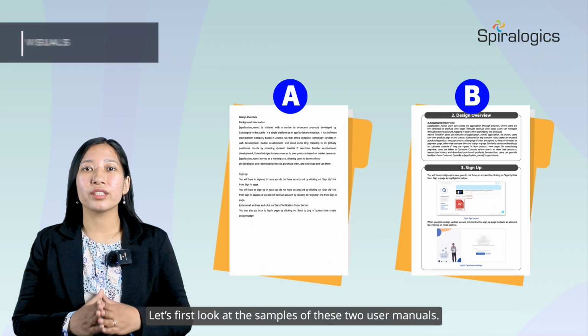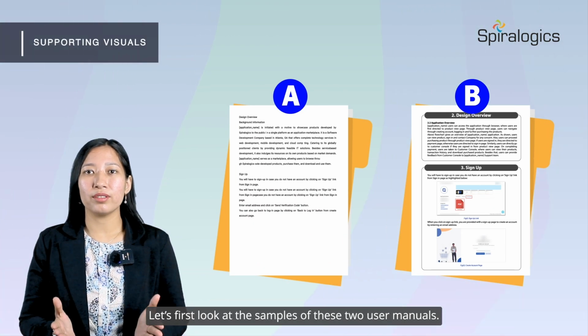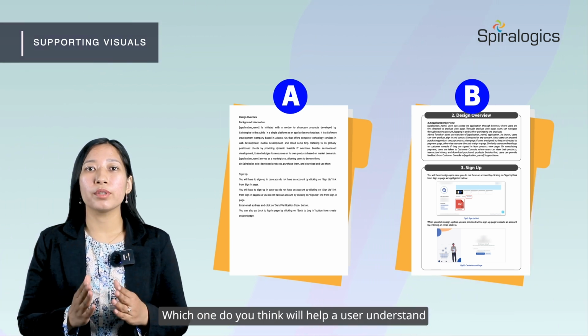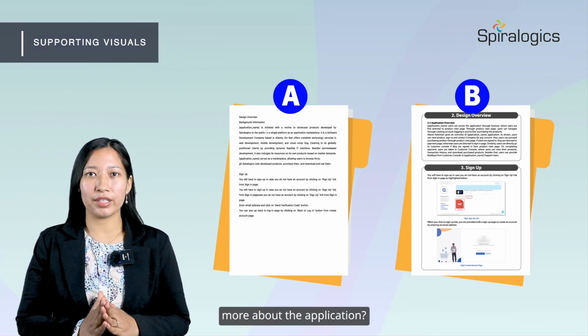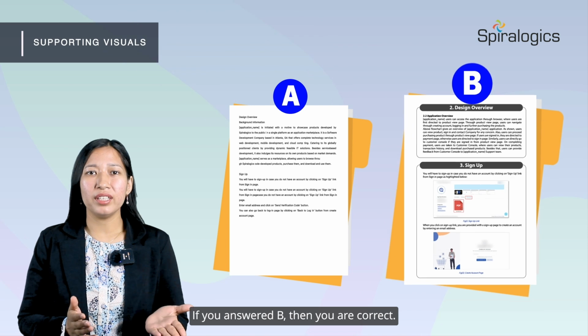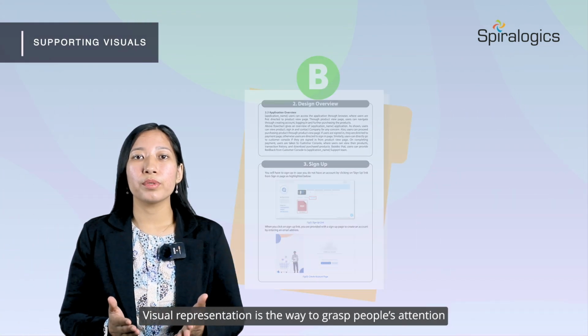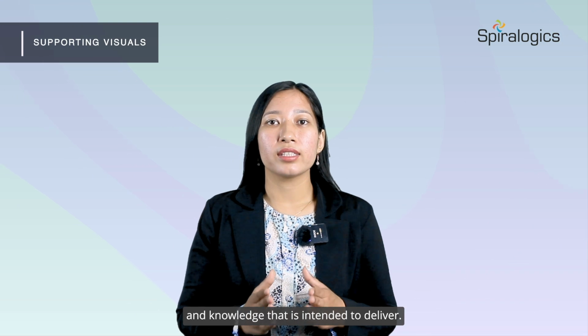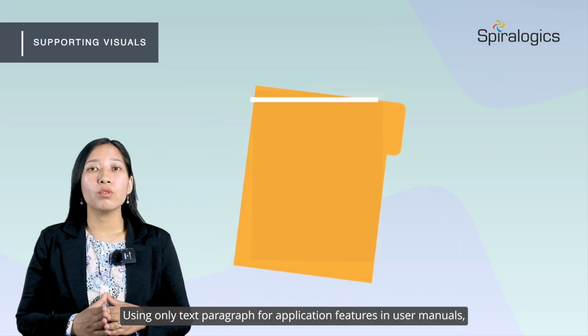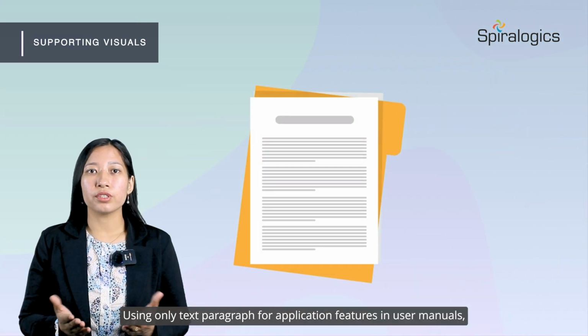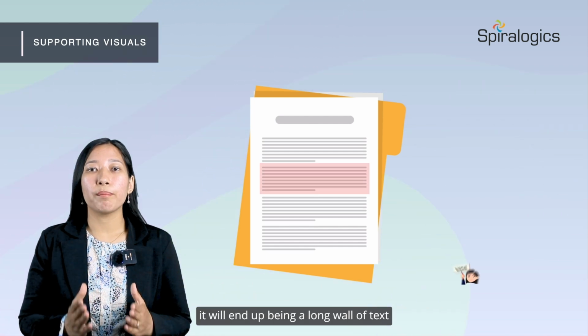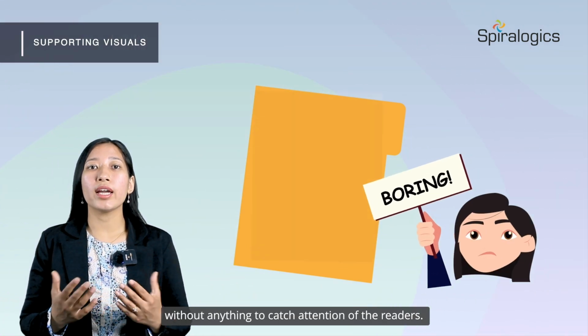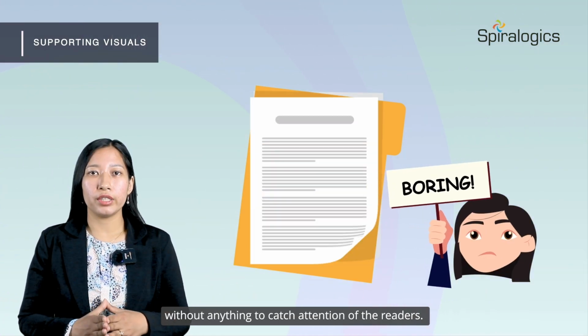Let's first look at the samples of these two user manuals. Which one do you think will help a user understand more about the application? If you answered B, then you are correct. Visual representation is the way to grasp people's attention and knowledge that is intended to deliver. Using only text paragraph for application features in user manuals, it will end up being a long wall of text without anything to catch attention of the readers.